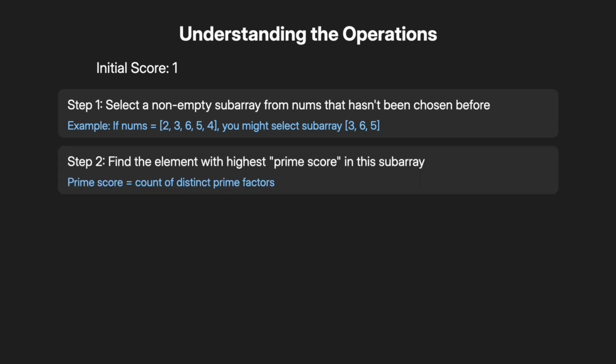Second, we need to find the element with the highest prime score in this subarray. The prime score is the count of distinct prime factors of a number. For example, 3 has a prime score of 1 because it has only one prime factor, 3 itself. 6 has a prime score of 2 because it has two distinct prime factors, 2 and 3. 5 has a prime score of 1 because it has only one prime factor, 5 itself.